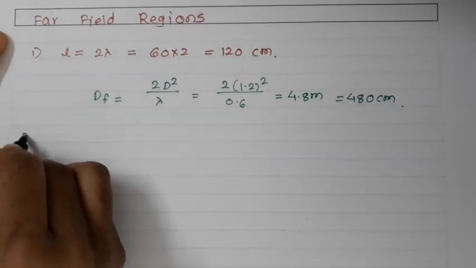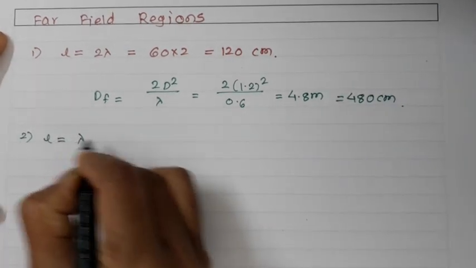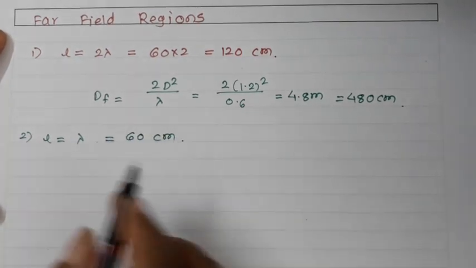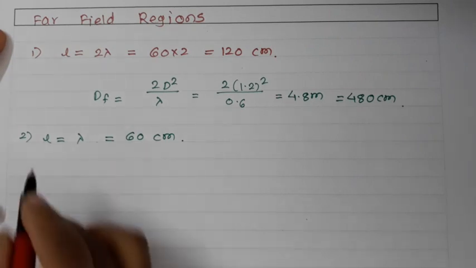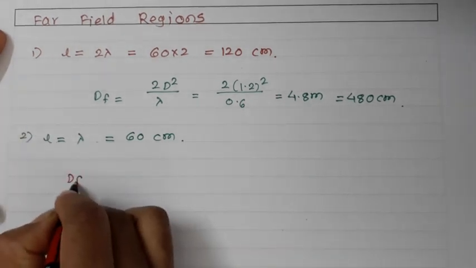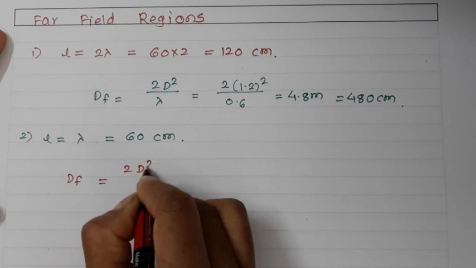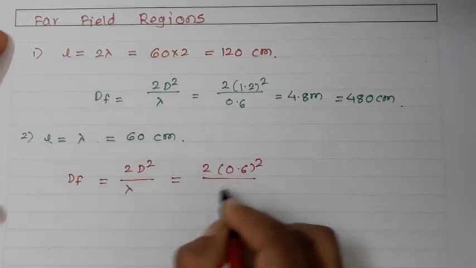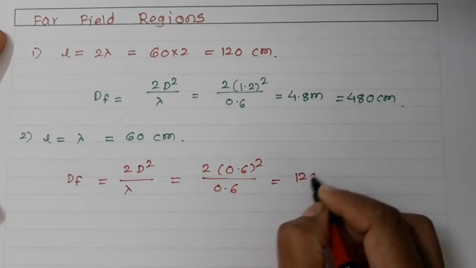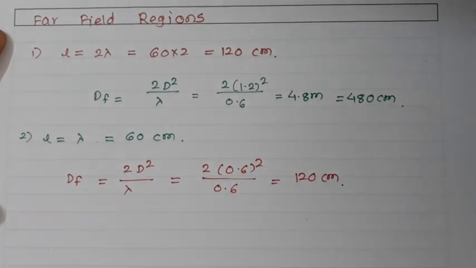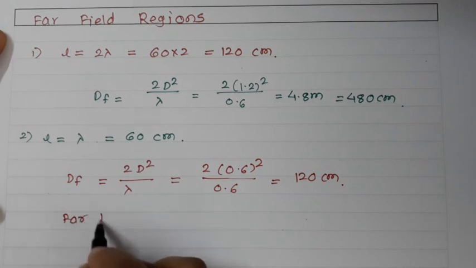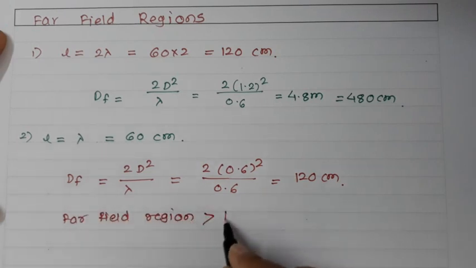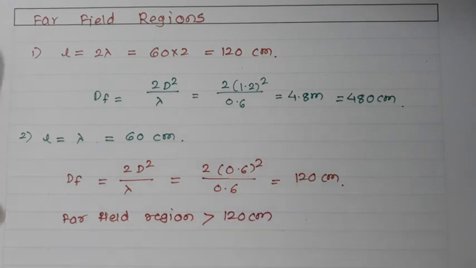Now the next antenna is of length lambda, which is 60 centimeters. So df, or the Fraunhofer distance, df is equal to 2d square by lambda. So 2 into 0.6 square divided by lambda, which is 0.6, it comes to 120 centimeters. So for the far field region, you must place your receiving antenna greater than 120 centimeters. So this is for the length lambda.